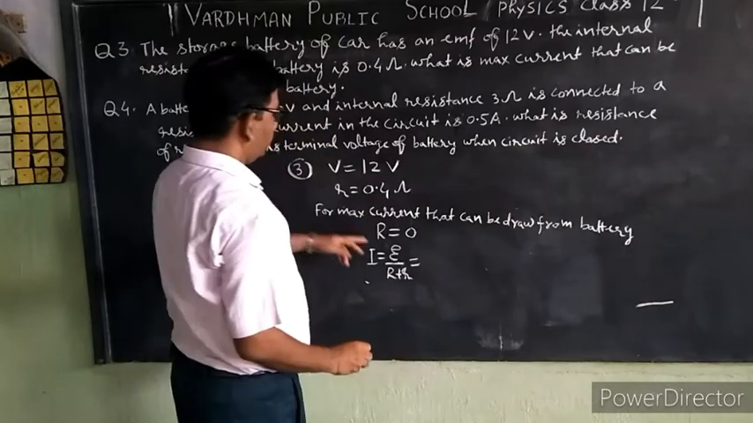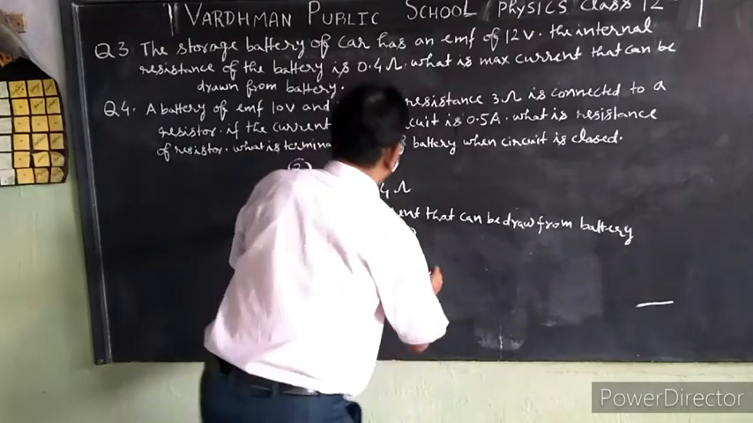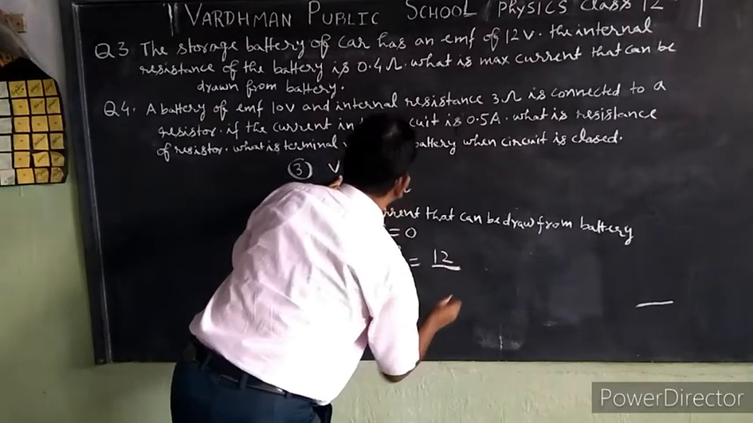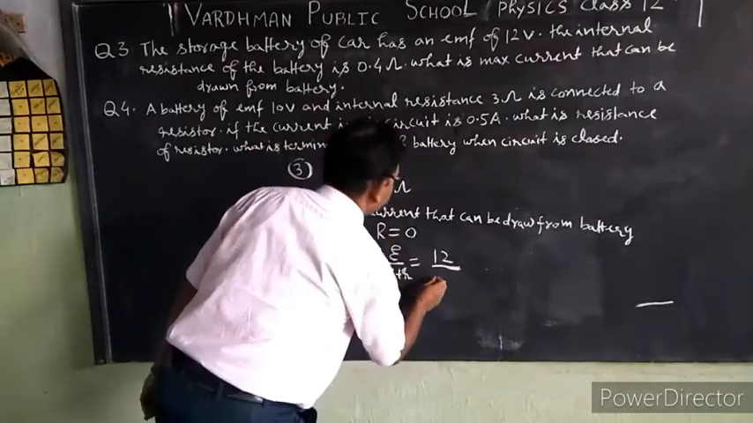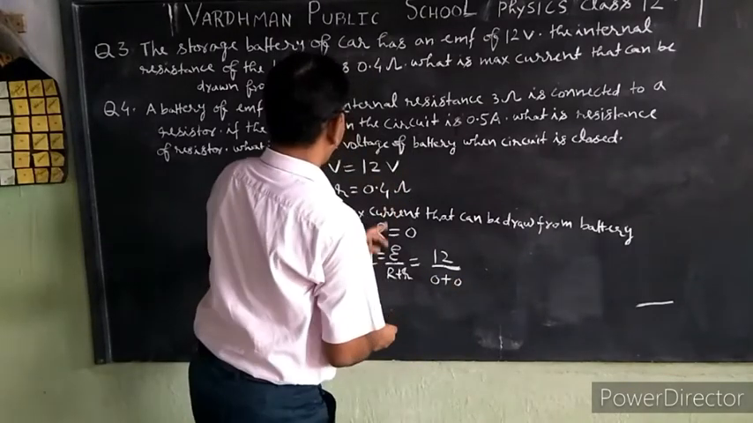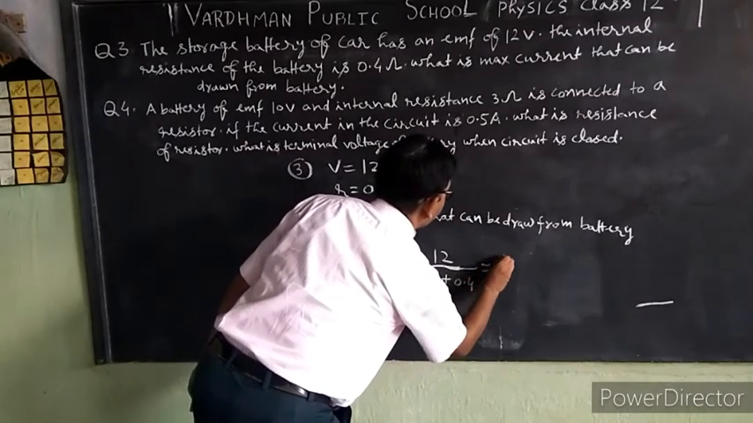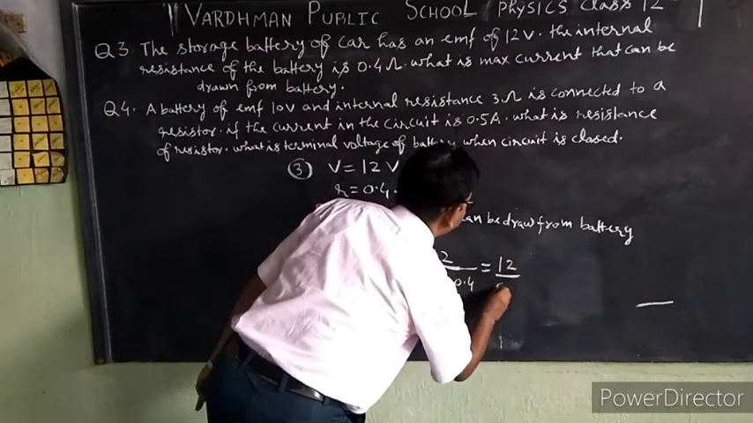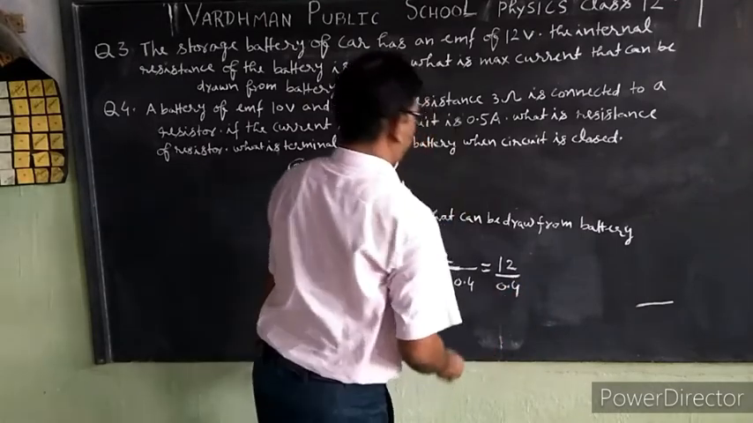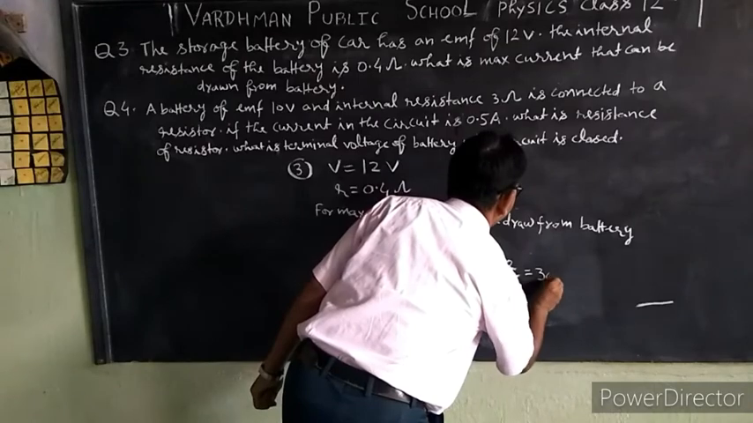Here the EMF or potential difference is 12 volt, so 12 upon external resistance R 0 plus internal resistance 0.4 ohm. That is 12 upon 0.4, which is equal to 30 ampere.